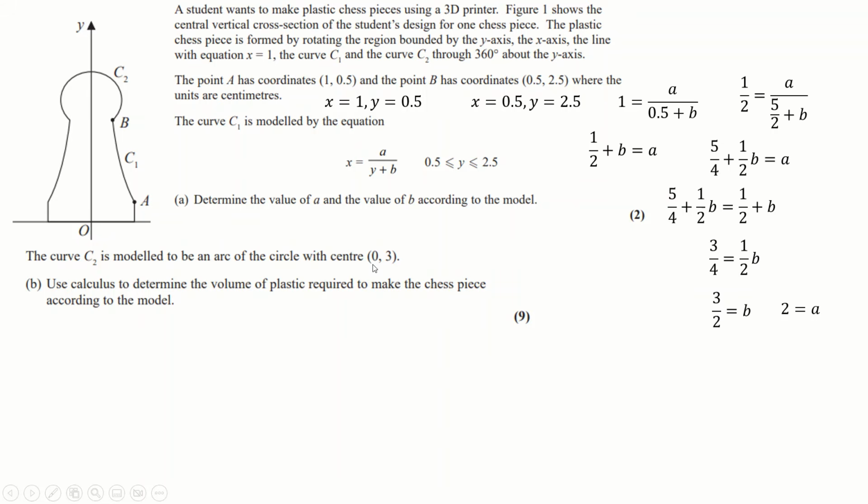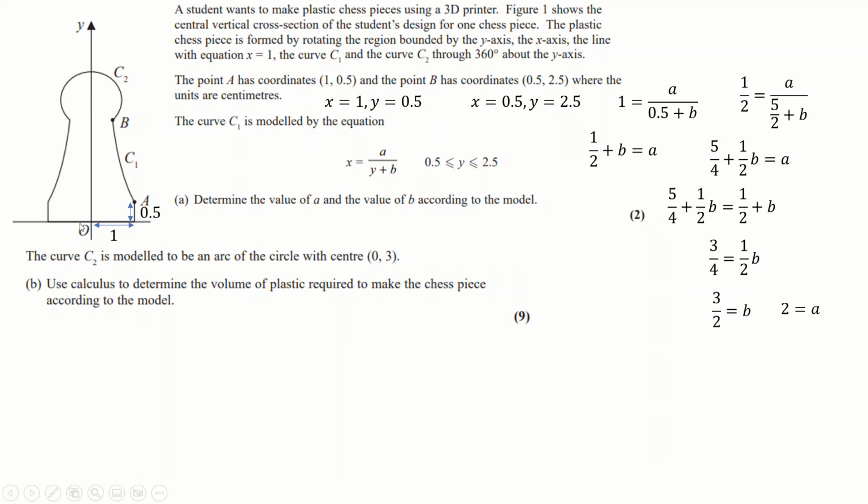Curve C2 is modeled to be an arc of a circle, center 0, 3 there. Use calculus to determine the volume of all of this. Now you obviously want to break this up into 3 bits. You want the bottom bit, which we can actually see is just going to be a cylinder around the bottom here. And now this distance is just going to be 1 because of this point here at A, and the height is going to be 0.5.